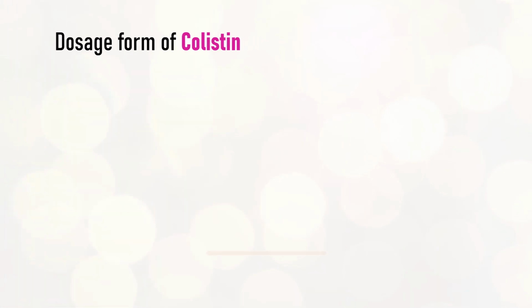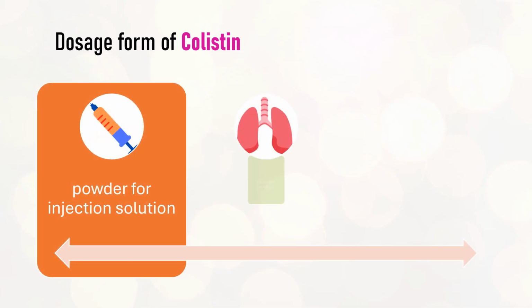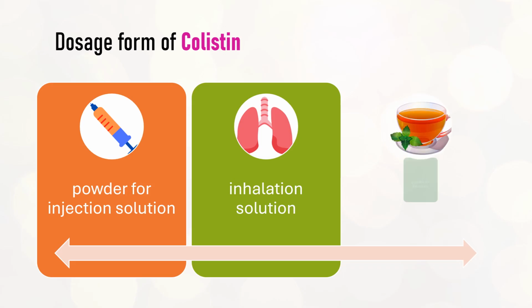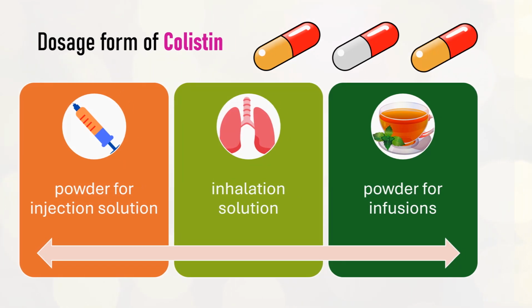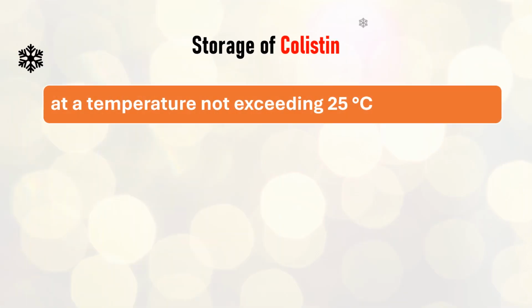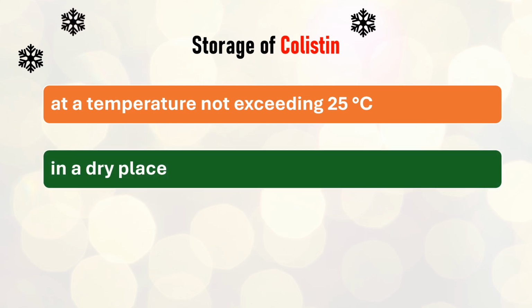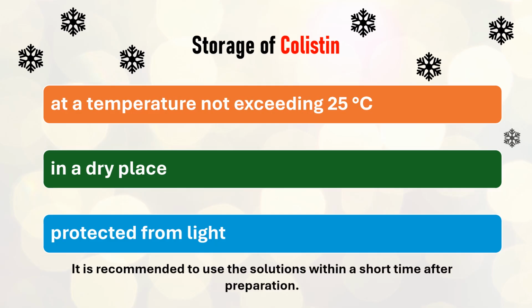Dosage forms of colistin. Colistin is available in the following forms: powder for injection solution, inhalation solution, powder for infusion. The most common form is colistin-methate sodium. Storage of colistin. The drug should be stored at a temperature not exceeding 25 degrees Celsius, in a dry place, protected from the light. Solutions are recommended to be used within a short time after preparation.